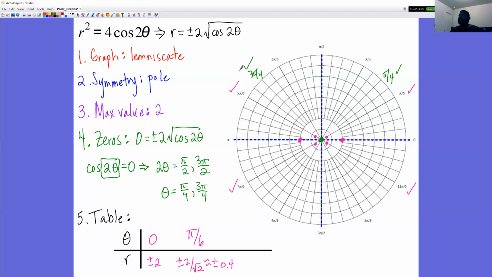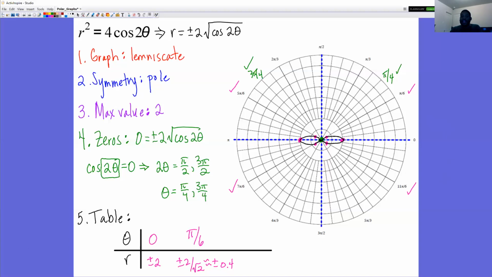It looks like an infinity sign. You can get ready to draw it. Not a rose curve. Make sure you're careful. This is definitely not a rose curve with 2 petals. It's a lemniscate. That is the correct classification.